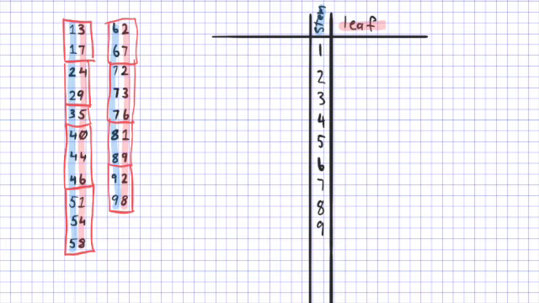Now, when we come to the leaf, we're going to look at our first data value, 13. Well, it's got a 1 in the tens column and a 3 in the ones. Our next one's 17. It has a 1 in the tens column and a 7 in the ones column. So that's going to go right there. So for the leaf, it's 3 and 7. Likewise, 24, we have a 2 and a 4. 29, 2 and a 9. And we're just going to continue on like that, and hopefully we're going to start to see a bit of a pattern with the shape here.